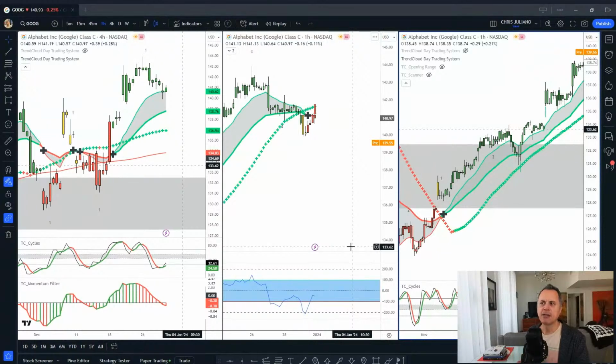Then after that, you can go with the master class. Now you have the full course. You know how to read TrendCloud across multiple time frames, and we take you from the simulator into a live account. So I'm with you every step of the way, all on TradingView, okay?